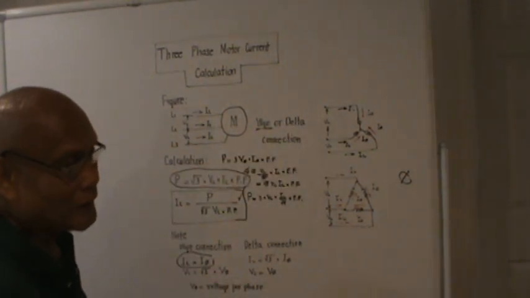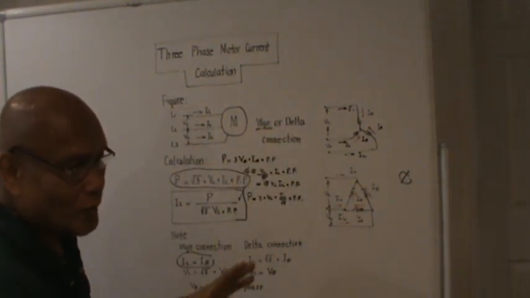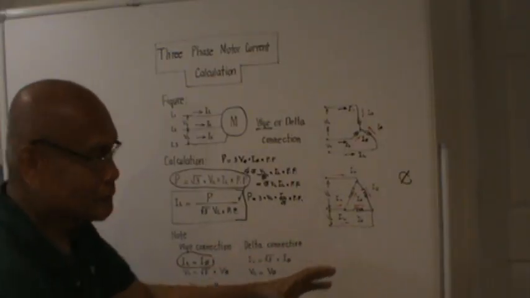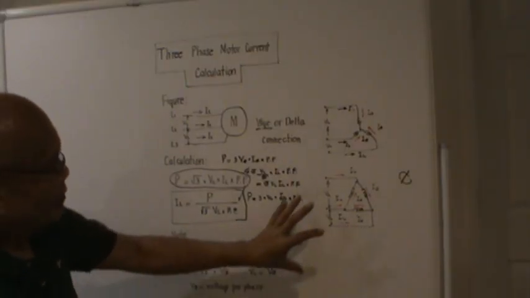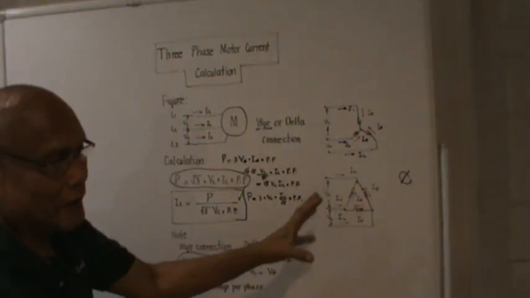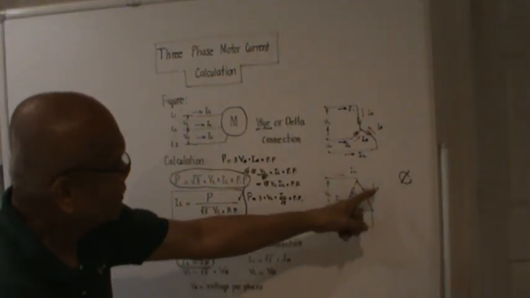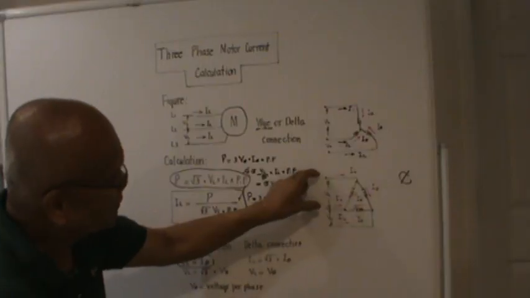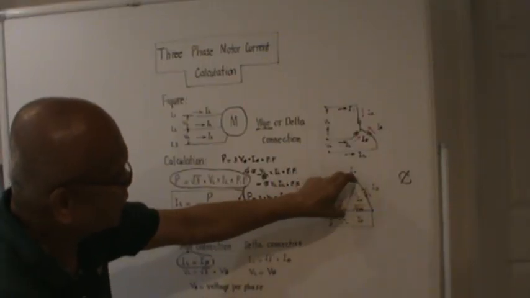And to prove that the same formula also applies to a delta connection, we shall now consider a delta connection. And we shall bring out the relationship of the phase current and the line current and the relationship of the line voltage and the phase voltage.